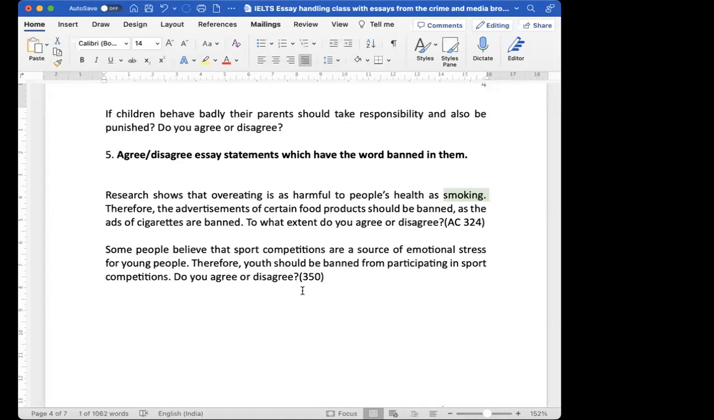Ma'am, then in the first body paragraph it will be disagree and in the second body paragraph it will be agree. Yes, then you said the same thing I said at the start of the class. When I started class, I said one para of agree and one para of disagree, you cannot do. Both should be one-one.